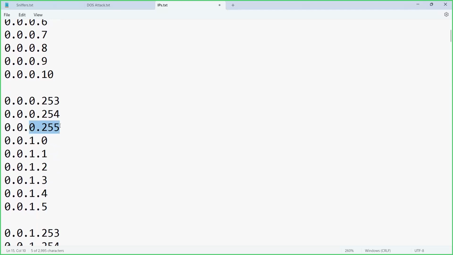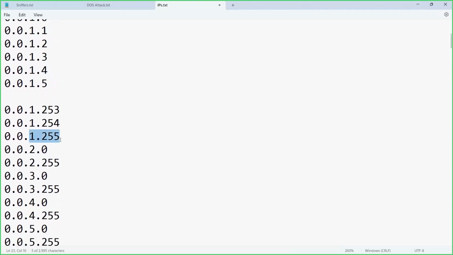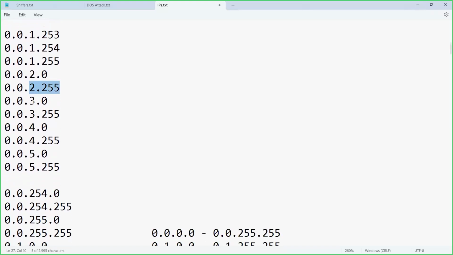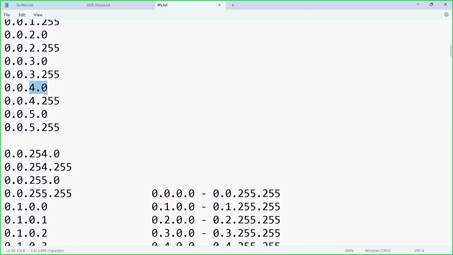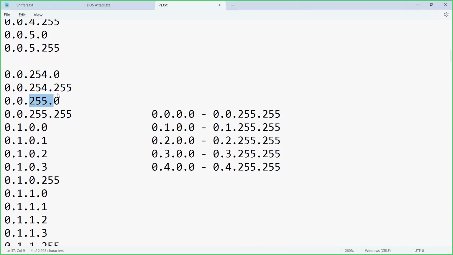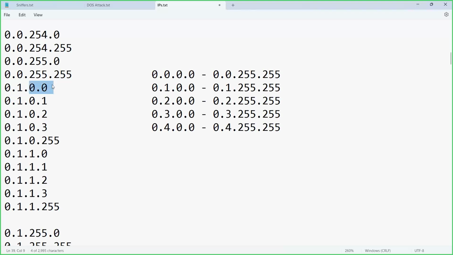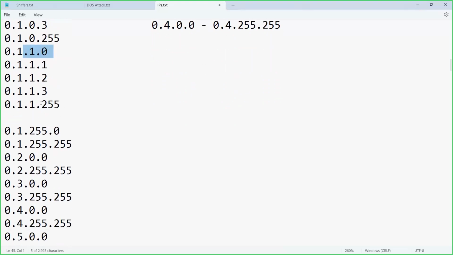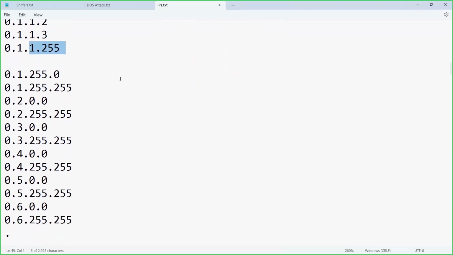0.0 to 0.255, 1.0 to 1.255, 2.0 to 2.255, 3.0 to 3.255, 4.0 to 4.255, 5.0 to 5.255, and so on and so forth. This goes all the way up to 255.0 to 255.255. Once both these octets are filled, this 0 now changes to 1. And you have the same pattern again from 1.0.0 to 1.0.255. So 0.0 to 0.255 again. 1.0 to 1.255 again. 2.0 to 2.255 again. And then 255.0 to 255.255.